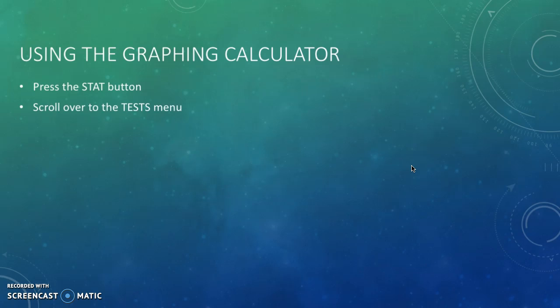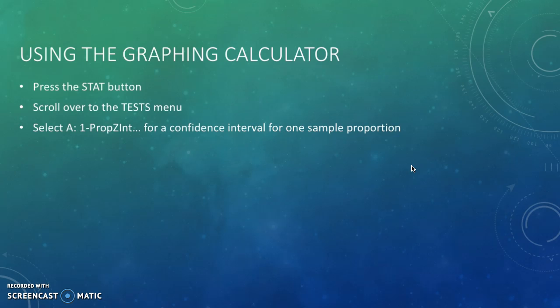If you press the stat button and go over to the tests menu and scroll down for a little bit, you'll find one that's labeled A, because they ran out of numbers, and that's the one proportion Z interval. It's a Z interval because your critical value is a Z value, and it's one proportion because we have one sample and we're calculating a proportion based on that one sample.